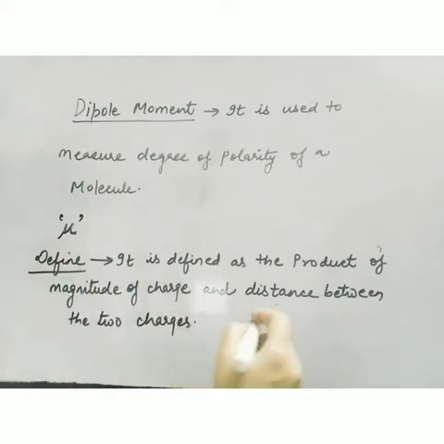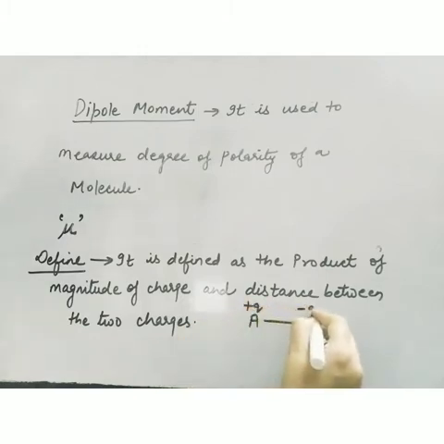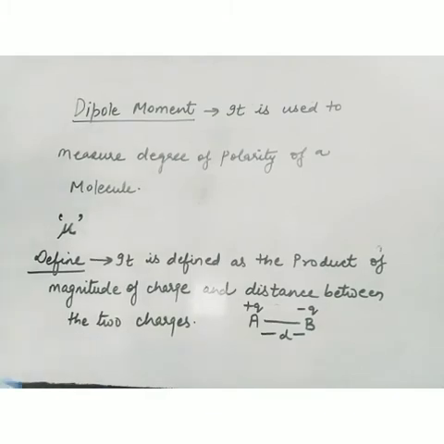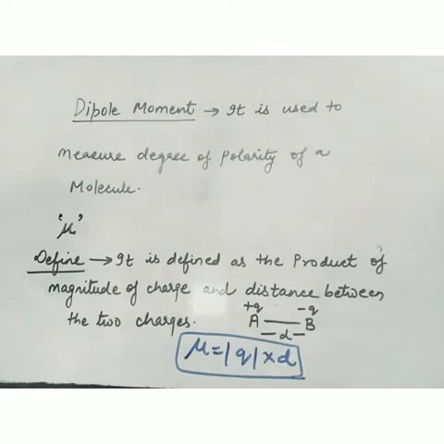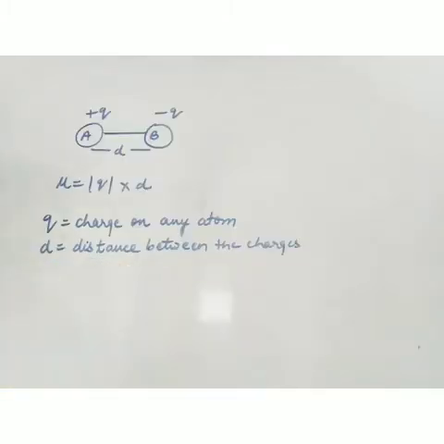Suppose this is my molecule AB. Now it has plus Q and minus Q, and D is the distance between them. So how to find out this dipole moment? Mu we have to calculate. So it is the magnitude of charge into distance. It's a mathematical value that comes. So this is your dipole moment.